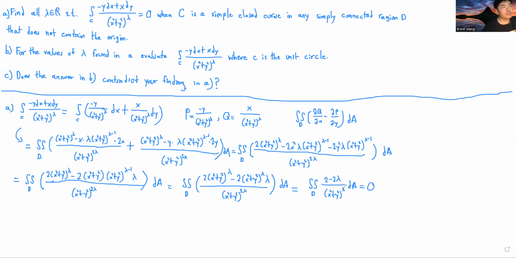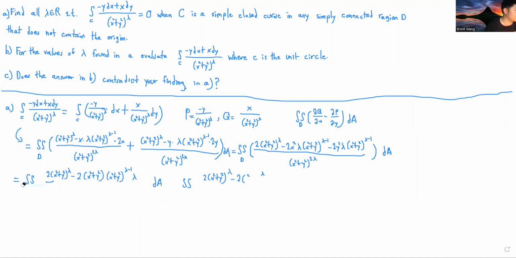And as you know, the way for this to be 0 is if the numerator itself is equal to 0. So 2 minus 2 lambda is equal to 0, and that means lambda is equal to 1. So that's the answer. The answer is lambda equal to 1 for part A. I'm just going to erase everything I did for part A, and let's move on to part B, keeping in mind that the answer to A is lambda equal to 1.